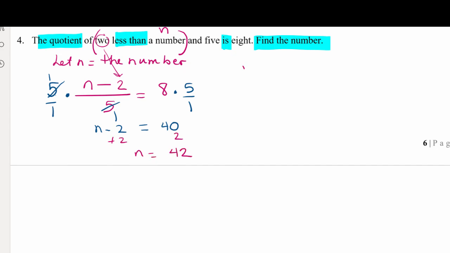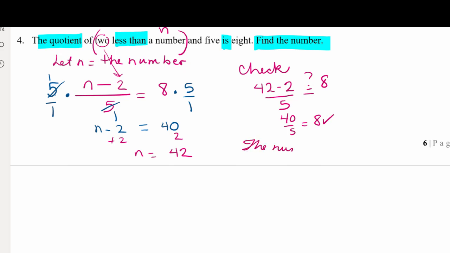So we're going to check that. So 42 minus 2 divided by 5, does that equal 8? Well, 42 minus 2 is 40. 40 divided by 5 is 8. So that definitely checks. So what's the number? The number is 42. I hope that helps.